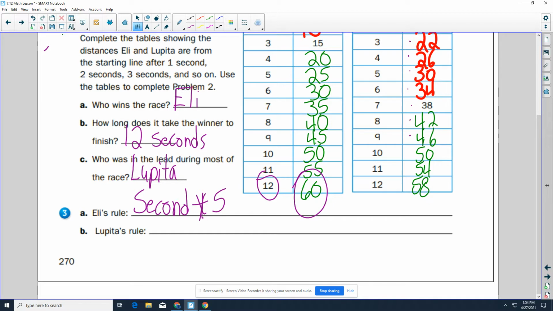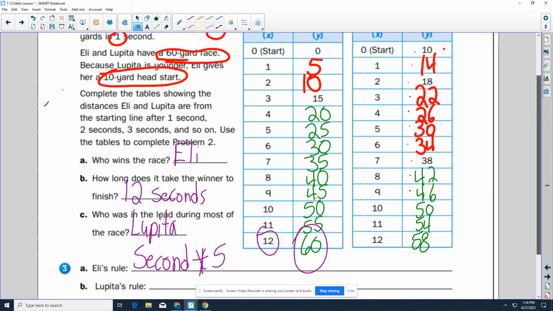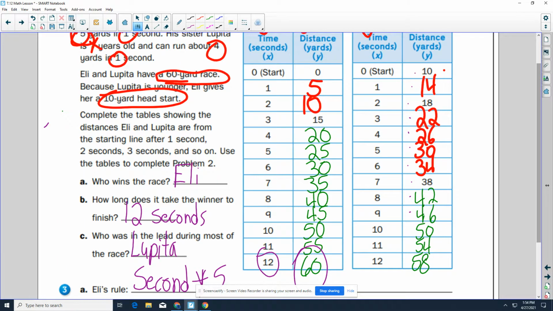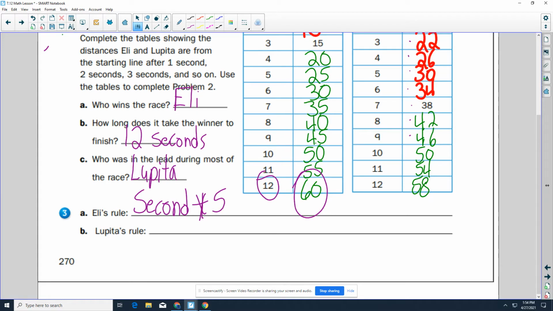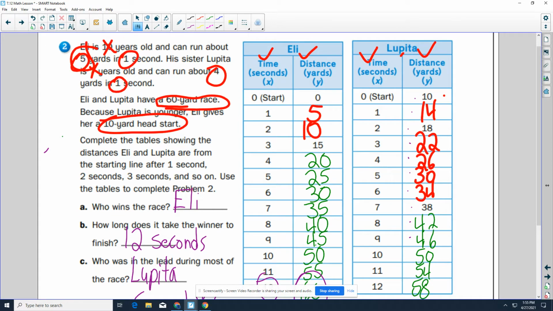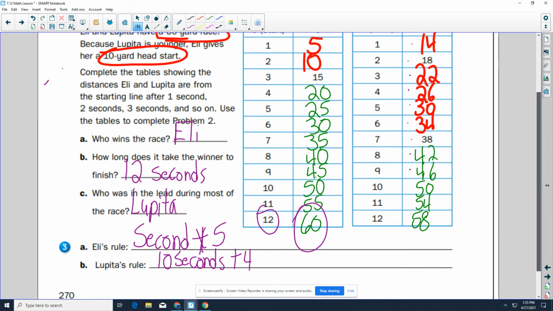And then for Lapita, we know we count by 4. We look past the starting point of 10 here. We can see we just added 4 each time. So we could say Lapita, 10 seconds plus 4. So all we did was each one, we looked at it as 10 seconds, and then we added 4 more each time to that. So you can see there, we just took the seconds plus 10 plus 4.